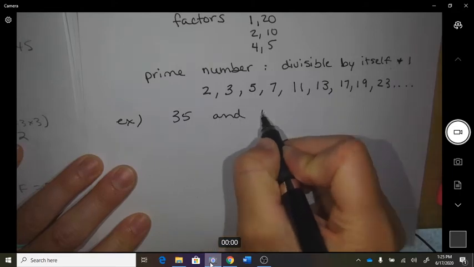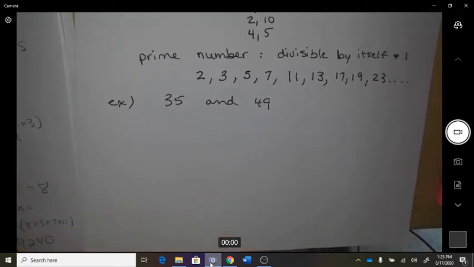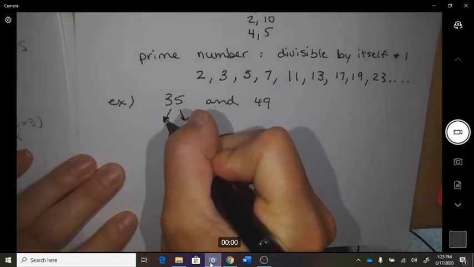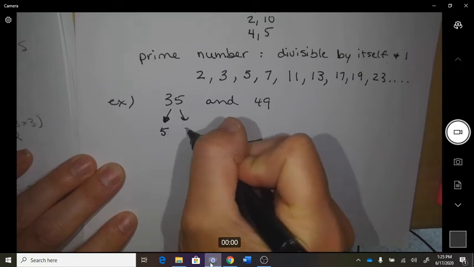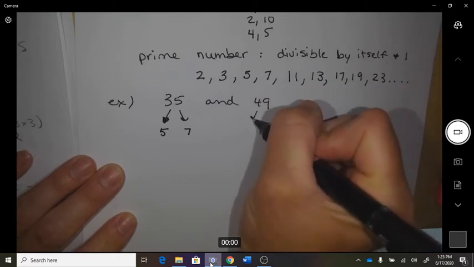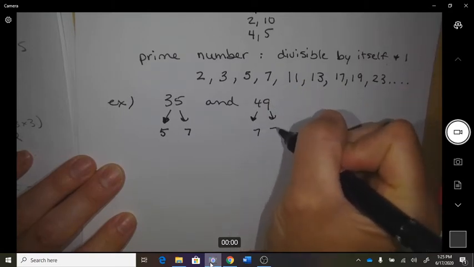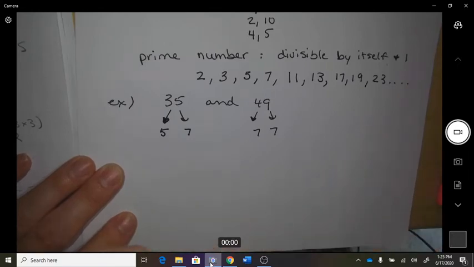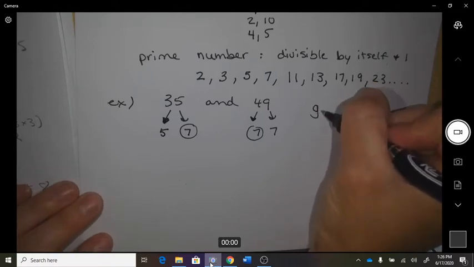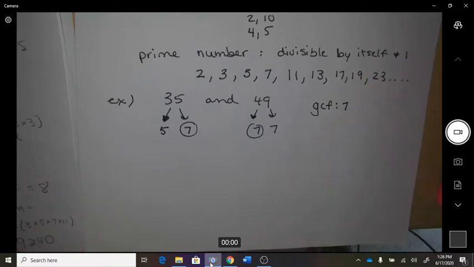Okay, so here's the first example. 35 and 49. What we're going to do is break them down into prime numbers. So I can say that the factors of 35 are 5 and 7, and 5 and 7 don't break down any further. 49, how can I break 49 down? I could do 7 times 7. Okay, so now I circle what's common. So they both have a 7 in it. So their greatest common factor is 7. That's a factor that's common between them.